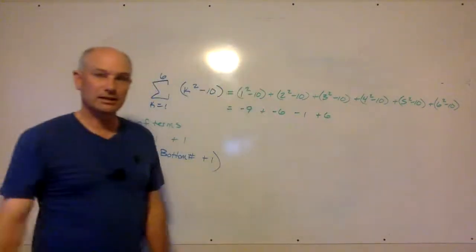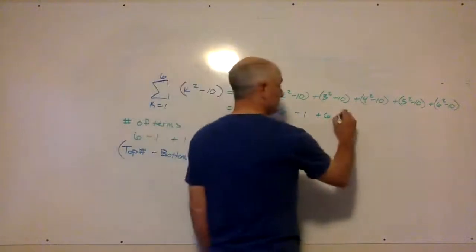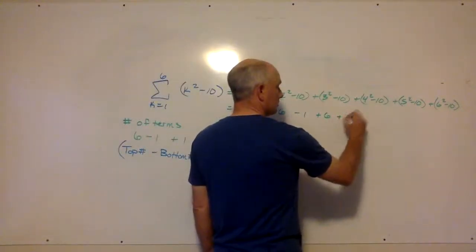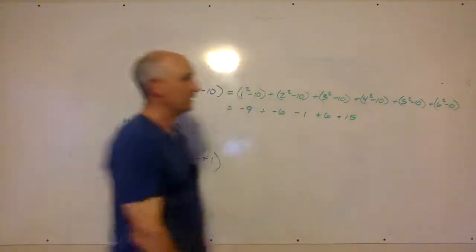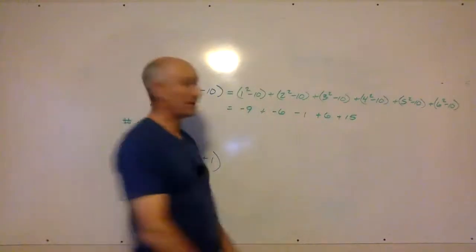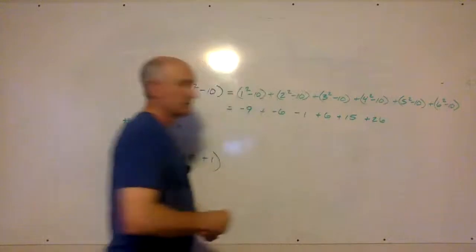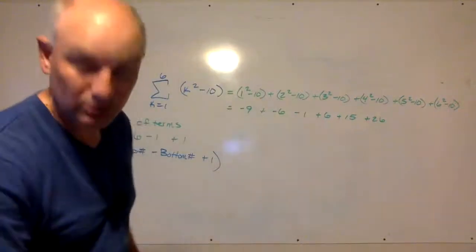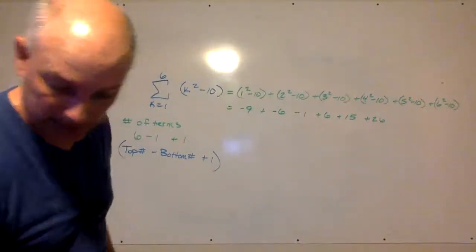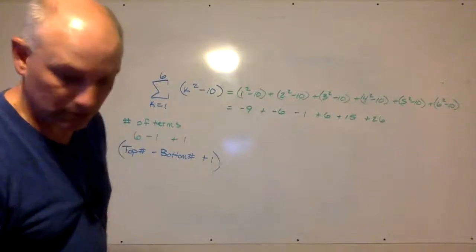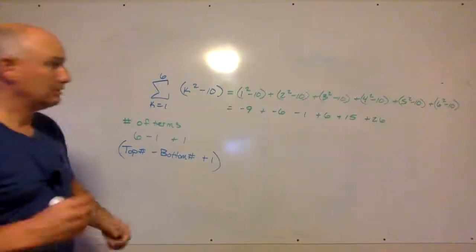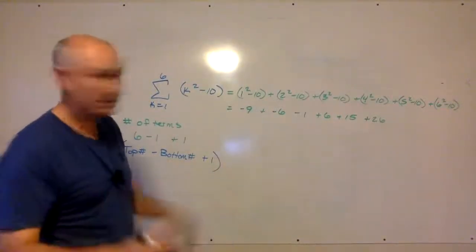5 squared minus 10, 25 minus 10, that's 15. And finally, 6 squared minus 10, 36 minus 10 is 26. Now, make sure to take a look at the work a little bit and see what are some things you might be able to eliminate as you go. Well, let's take a look.